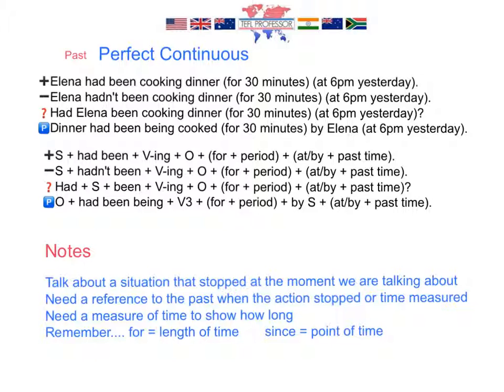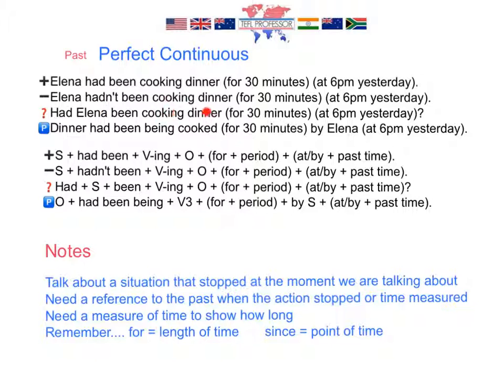Yeah, usually we don't use since here. It's almost always for some stretch of time. You could actually say something like this, for a long time, and for plus a period. And then we also want the past time reference. So Elena had been cooking dinner for 30 minutes at 6 p.m. yesterday. So because of the perfect continuous, we need the duration, but it's in the past, so we also need the time reference.